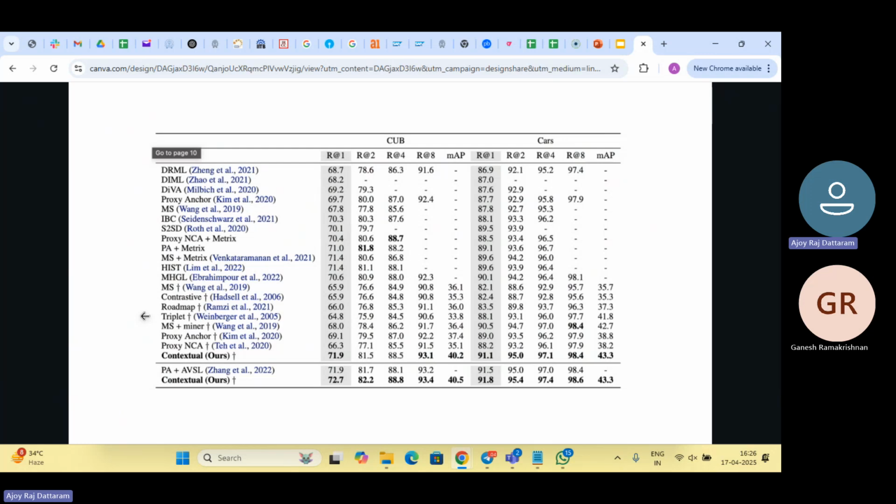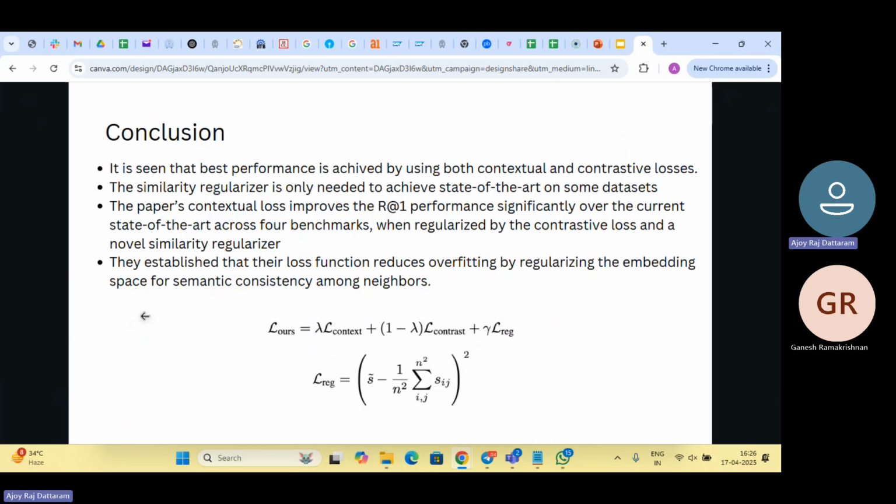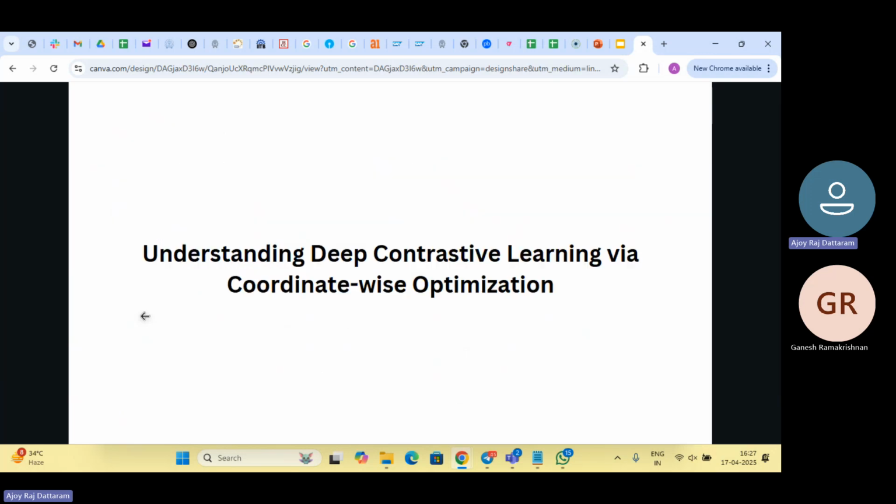Okay, I actually got confused. So the conclusion of this paper is that if you want to get a better performance than just contextual, you can combine this with the contrastive loss, and you can get state of the art performance on some data sets. And this function actually reduces the overfitting problem in the embedding space for context consistent similarity.